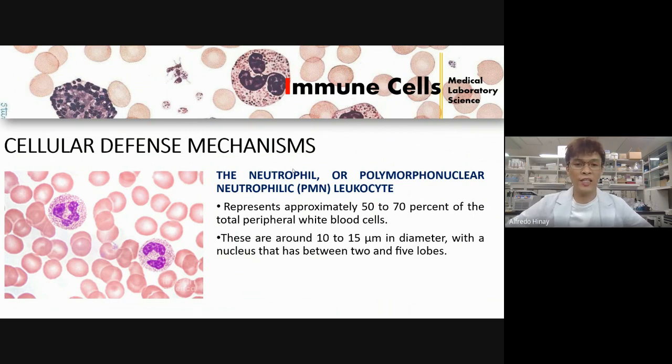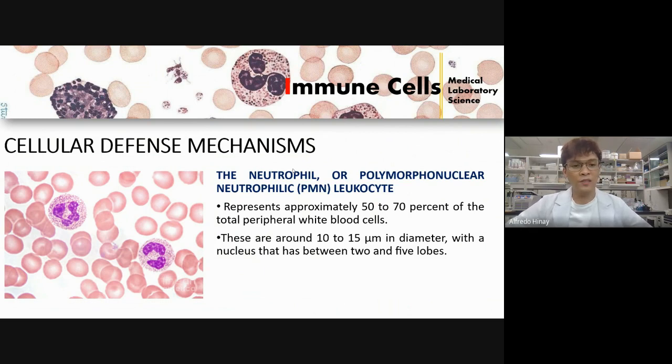So in structure, class, these are round, 10 to 15 micrometers in diameter, with a nucleus that has between 2 and 5 lobes. This is the reason why they are called poly, polymorphonuclear cells. Poly means many, class. So this is your neutrophil. They're somewhat large, around 10 to 15 micrometers in diameter. So please take note of that.